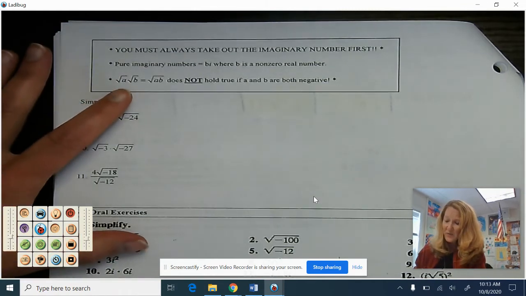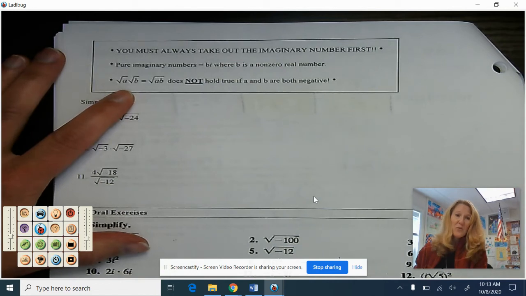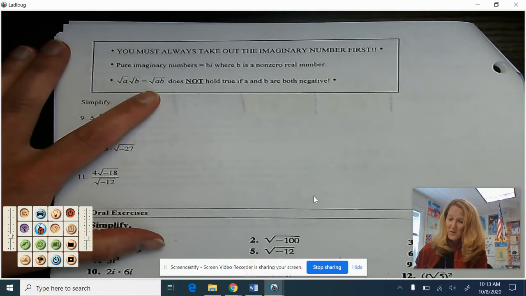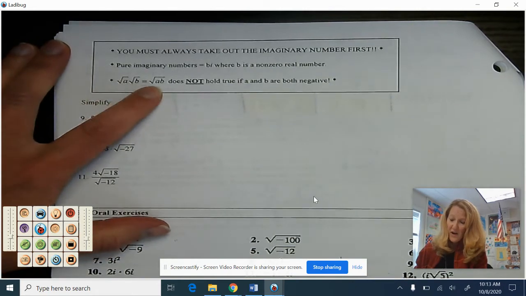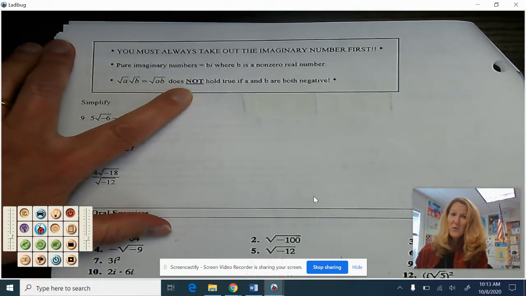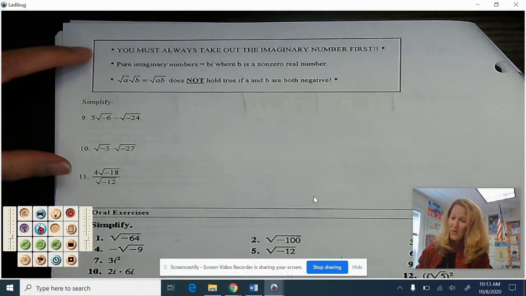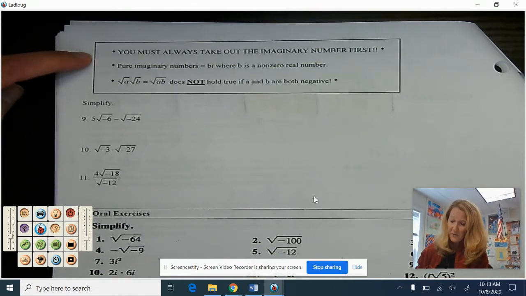And then this is really important. The square root of a times the square root of b equals the square root of ab. So this is your product property. It does not hold true if a and b are both negative. And that is because what I set up here, you always have to take out the imaginary number first.